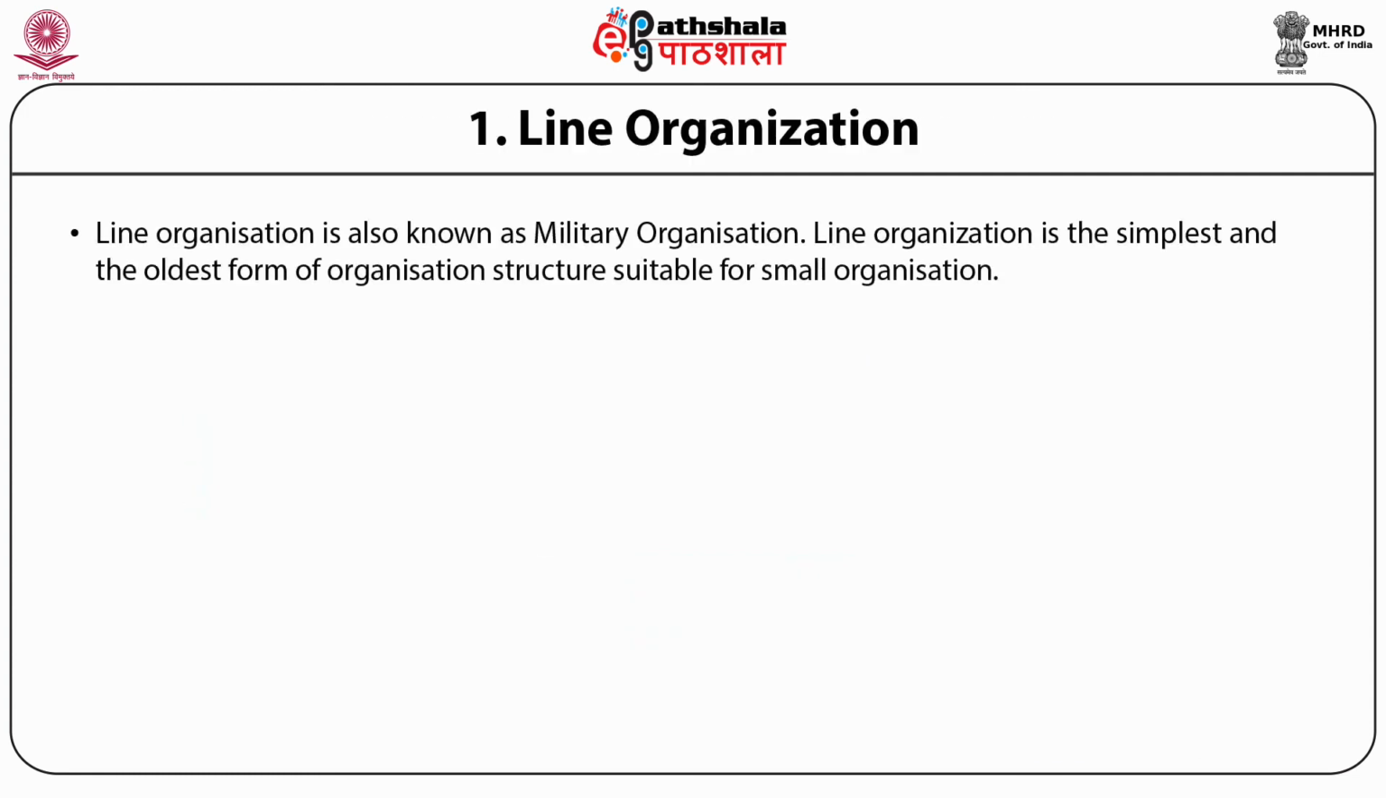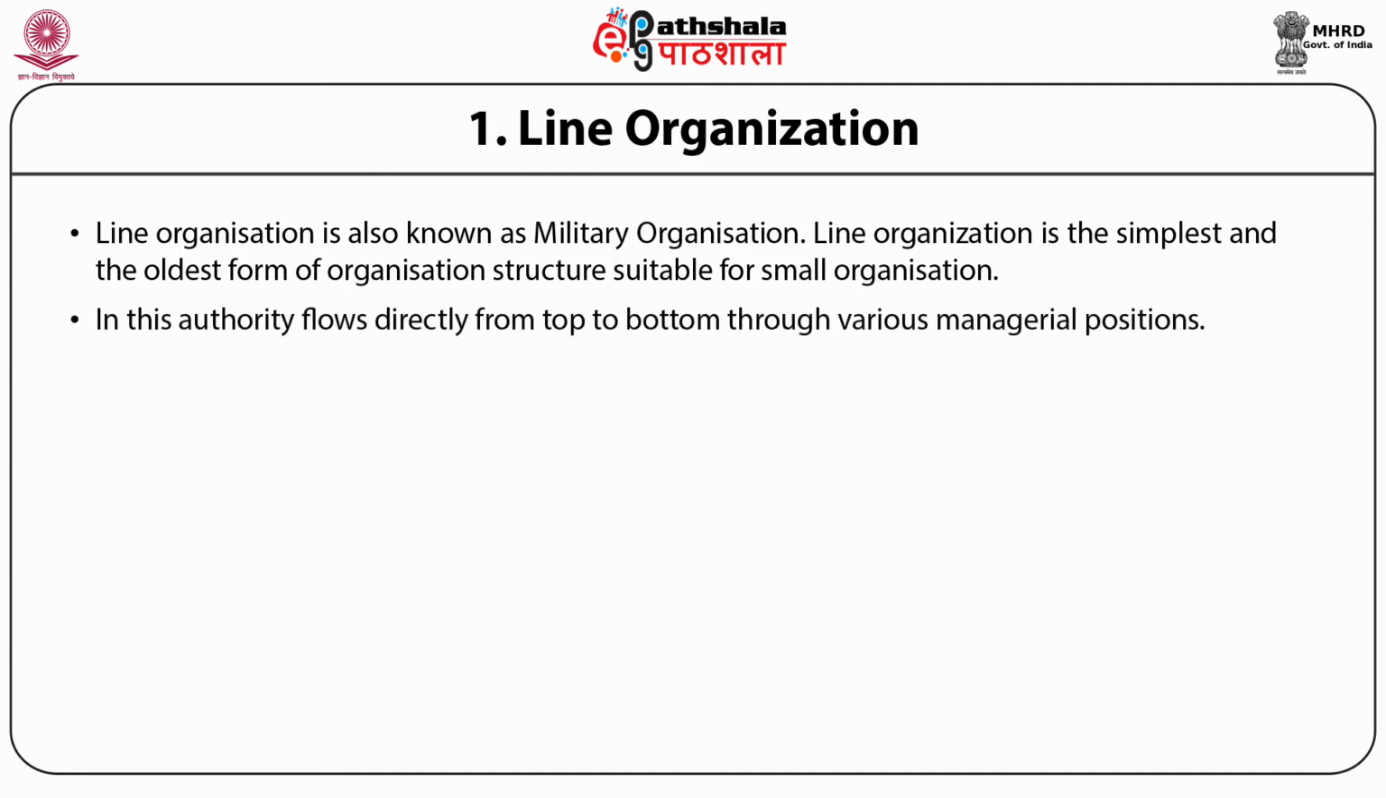Line organization is also known as military organization. Line organization is the simplest and the oldest form of organization structure, stable for small organizations. It follows a scalar chain of command. In this, authority flows directly from top to bottom through various managerial positions. In this type of organization, the line of command flows on an even basis without any gaps in communication. Top management has complete control over the subordinates through the chain of command. Line organization has been depicted in the diagram below.